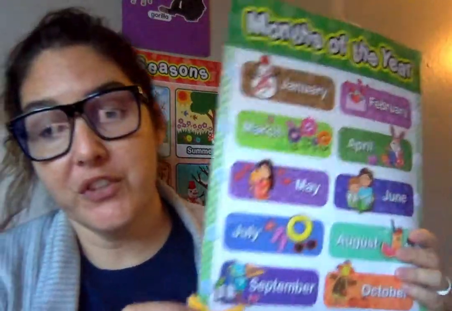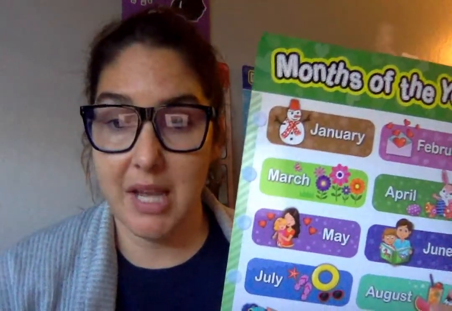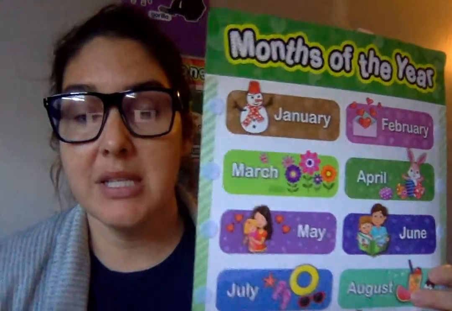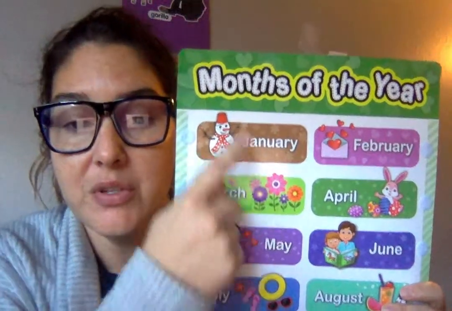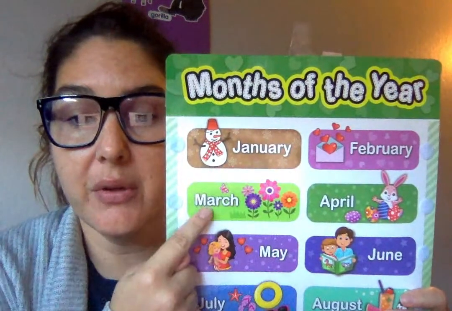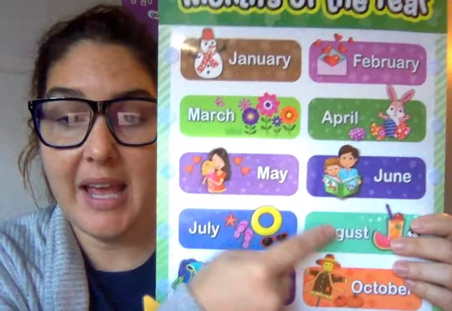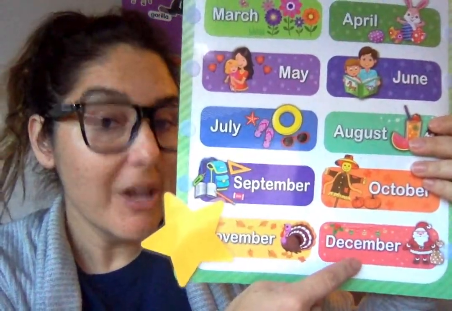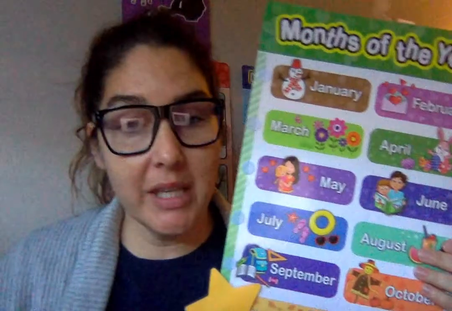First, let's count the months of the year, and then we'll sing our song. Remember, when we are counting on our posters, we are going to start at the top. So I'm going to start right here. 1, 2, 3, 4, 5, 6, 7, 8, 9, 10, 11, and 12. That's right. We have 12 months in the whole year.